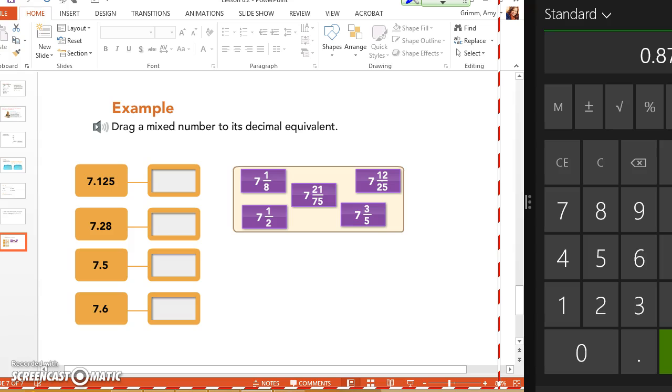Okay, last thing I want you to do, just to make sure you understand everything from yesterday and everything from today, go ahead and complete this slide, and then we'll check it and make sure you're on the right track.